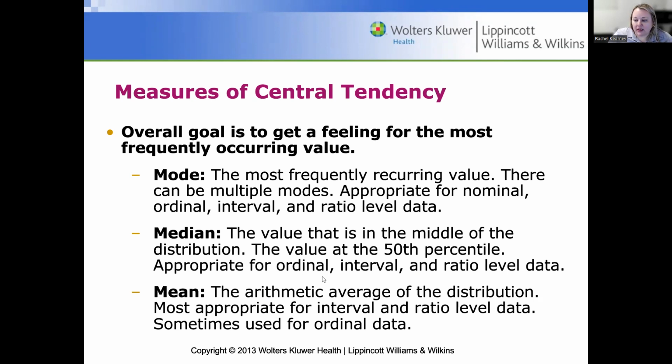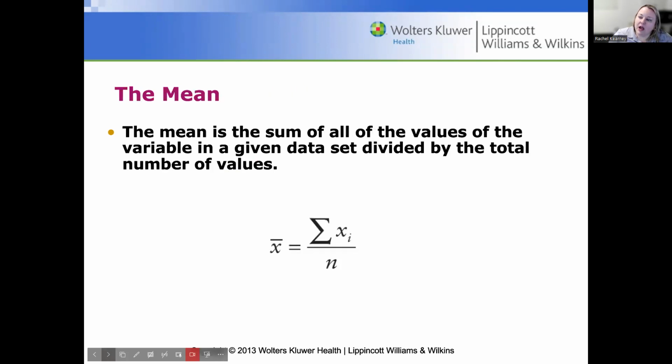Generally, mode and median are used for nominal, ordinal, interval, and ratio, like all types of data. Mean is really only used for interval and ratio level data. Sometimes we use it for ordinal, but not very often. The mean, when it's calculated, looks like this. I'm not going to ask you to hand calculate these types of things, but basically you would add all of the values in a given data set and divide by the total number of values that you had. I'm sure you've calculated means or averages before.